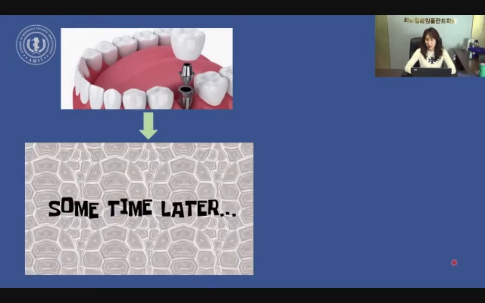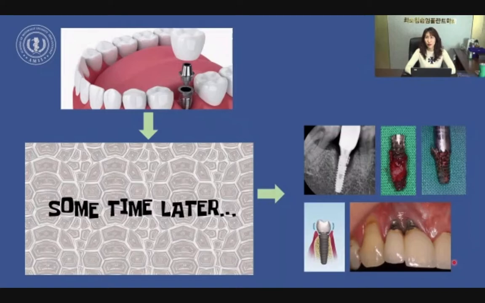However, sometime later, tuy nhiên thì chỉ một thời gian ngắn sau, we frequently see these kind of problems. Thì chúng ta thường gặp những cái vấn đề như sau. You see that sometimes we have fixture fracture. Thỉnh thoảng thì chúng ta bị gãy vít. We have screw loosening. Bị lỏng vít.